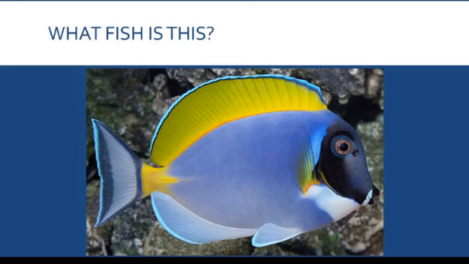So this one is kind of an oval-shaped fish. The mouth is kind of towards the front of the body, so it's got a terminal mouth as well. And if we look really, really closely, we can see a spine over here on the caudal peduncle, okay? So if you guessed surgeonfish, you are correct.